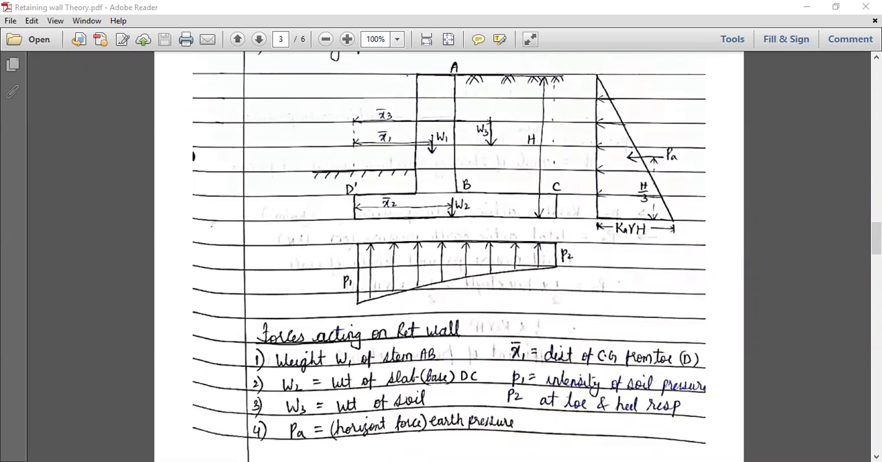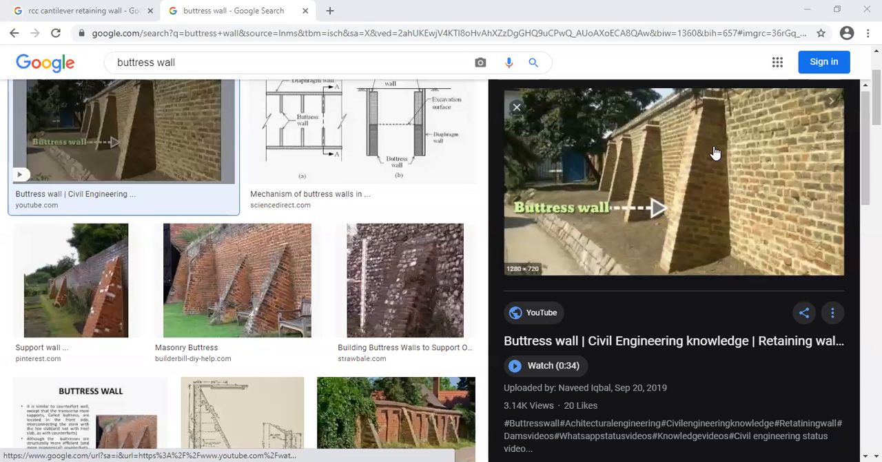After this comes the counterfort retaining wall, so that we will see after the cantilever retaining wall. So you can see the images of this buttress wall. If you just google it, you can. Okay, so let me show some of the images of this cantilever retaining wall, so you will understand. Look at the buttress wall: this is what is called a buttress.